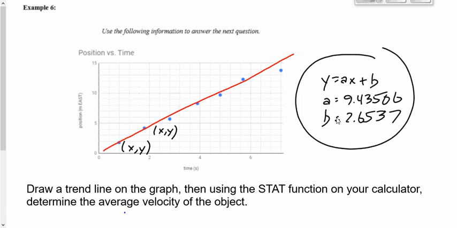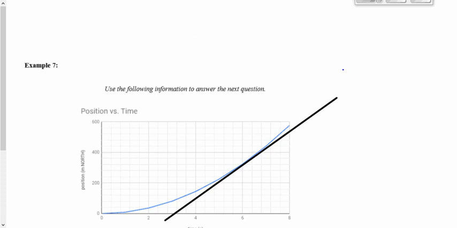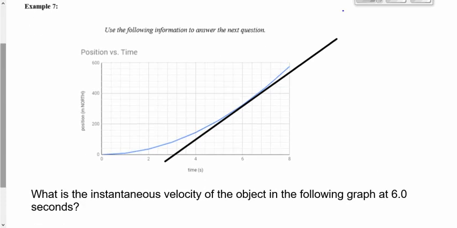Okay, here's what's not on tomorrow's quiz. Here we have a curved line on a position time graph. In a curved line on a position time graph, you remember from the first day we introduced these graphs, that meant acceleration. The object is speeding up. The line keeps getting steeper and steeper, which means it's getting faster and faster.